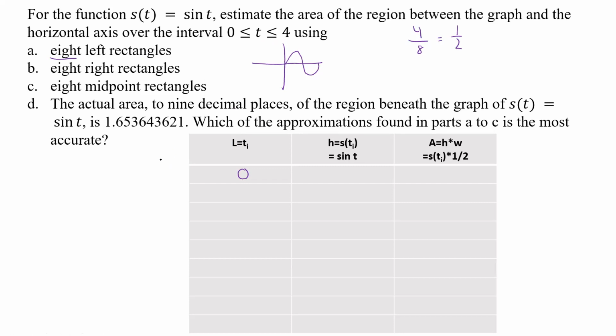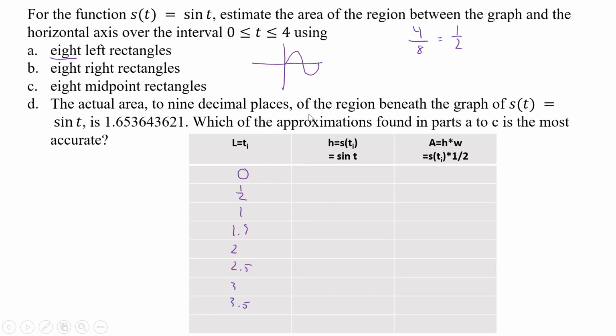Since we're starting at 0 because it's the left one, our next one is going to be 1/2. Then if we add another half, we get 1, then 1.5, then 2, 2.5, 3, 3.5. That gives us 1, 2, 3, 4, 5, 6, 7, 8 points. Now we have to find our heights, and then we have to find our area.